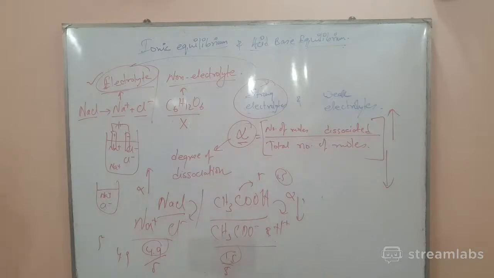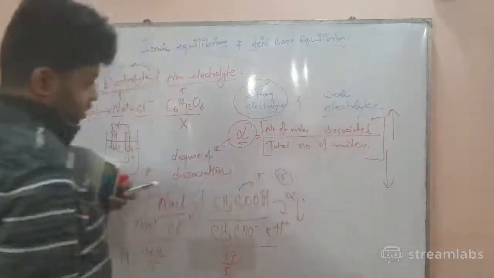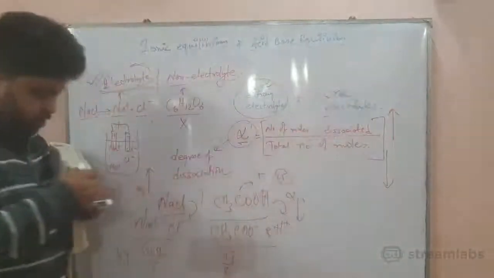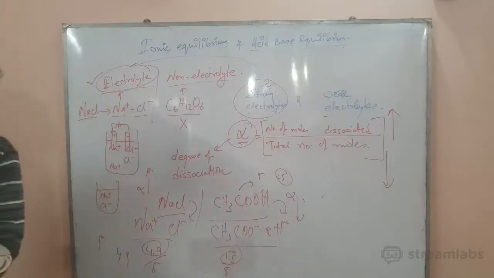Because it is the nature of the substance, alpha comes more for NaCl and alpha comes less for weak CH3COOH. So that is the main difference between a strong electrolyte and a weak electrolyte. The degree of dissociation of a strong electrolyte is high, and the degree of dissociation of a weak electrolyte is low.